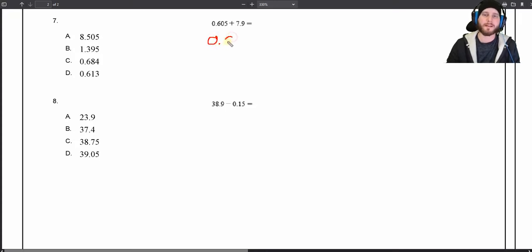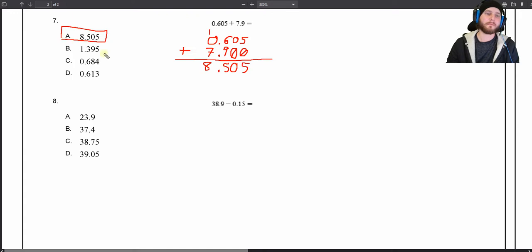So 0.605 plus, we've got 7.9. There we go. Decimals are lined up correctly. Nice straight line there. So we don't need to put anything here, but if you have to put something, give yourself some placeholder zeros. So 5 plus 0, that's 5. 0 plus 0 is 0. 6 plus 9 is 15. Carry my 1. 1 plus 0 plus 7 is 8. And there we go. And if any of you had subtracted, they were waiting for you to make those mistakes.